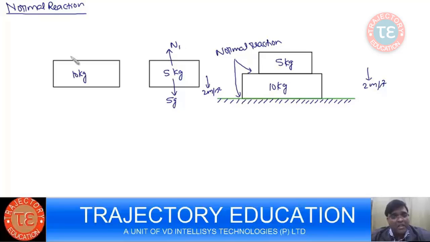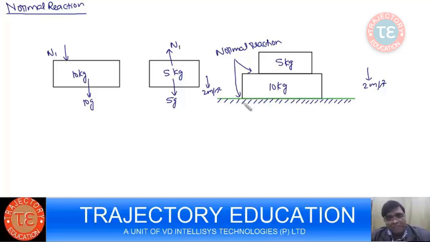And if I call it the action of 10 kg on the 5 kg mass, then the 5 kg mass is going to apply a reaction force, and that will be equal and opposite. The 10 kg applies N1 on the 5 kg mass, so the 5 kg mass will apply a reaction N1 in the opposite direction and equal in magnitude. What else is the 10 kg interacting with? The 10 kg is interacting with the earth, so we have a force of 10g.